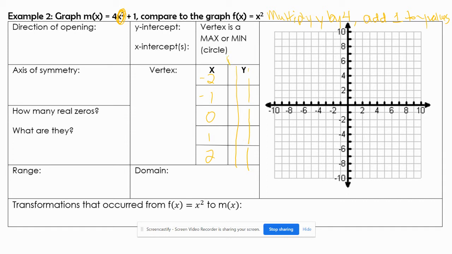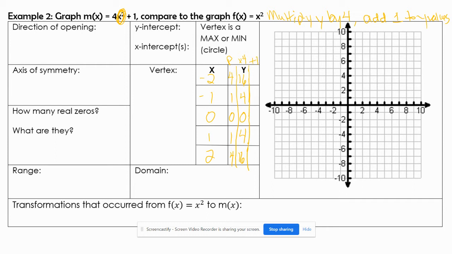So our parent function, I'm going to mark with P, was 4, 1, 0, 1, 4. Then we multiply by 4 because we're always doing our transformations from left to right. So 4 times 4 is 16. 1 times 4 is 4. 0 times 4 is 0. 1 times 4 is 4. 4 times 4 is 16.